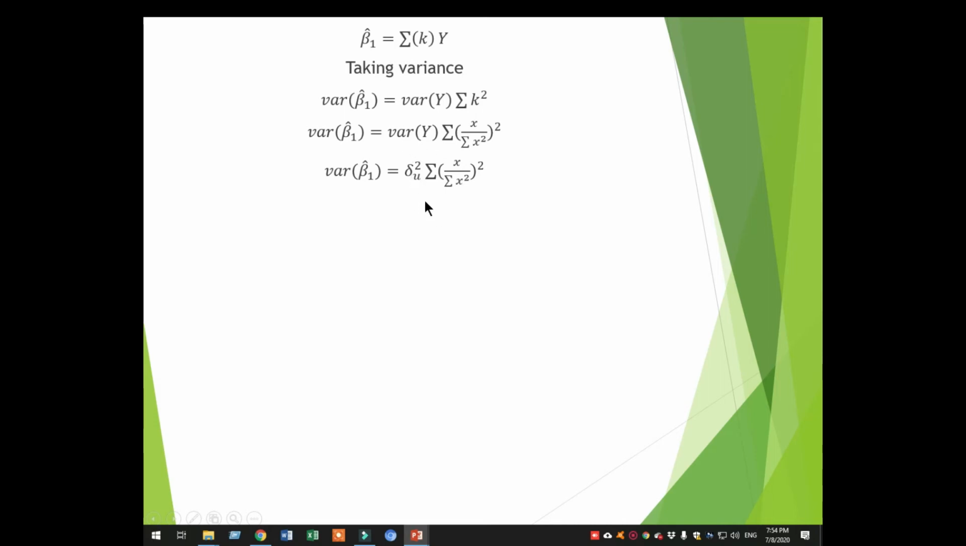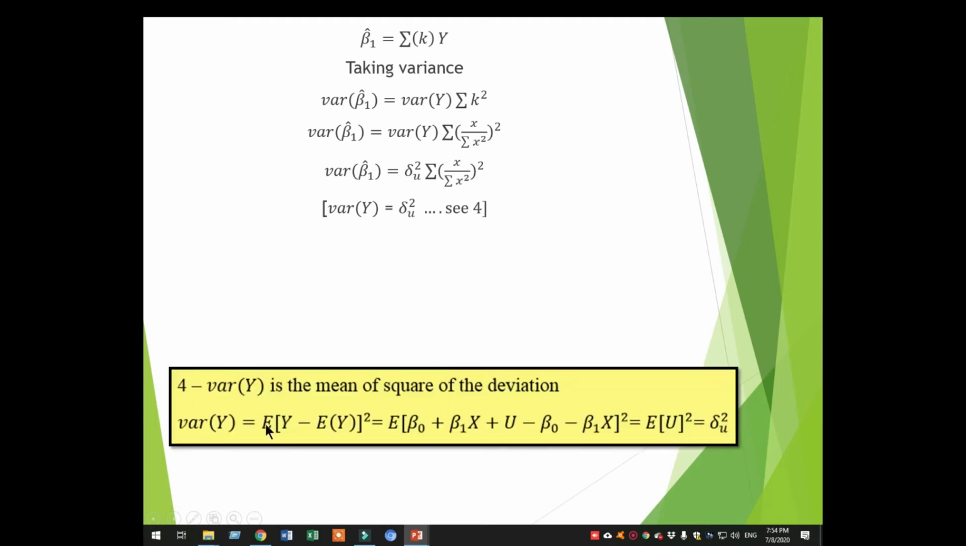Why this variance of y is equal to variance of u will obviously be proven later, in box number 4. That is actually the reason why I've taken the variance of y as sigma square of u. By definition, the variance is the mean of the sum of the square of the deviation. A mean of the square of the deviation is called variance. So here we have taken the deviation y minus mean of y, and we have taken the square of it, and then we have taken the mean of all these square deviations.